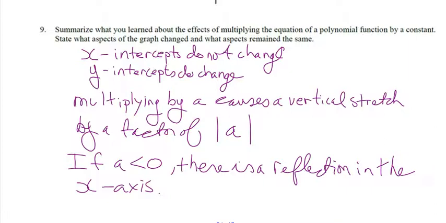Okay, there you go. X-intercepts do not change, y-intercepts do change. Multiplying by a causes a vertical stretch by a factor of the absolute value of a. And if a is less than 0, there is a reflection in the x-axis.